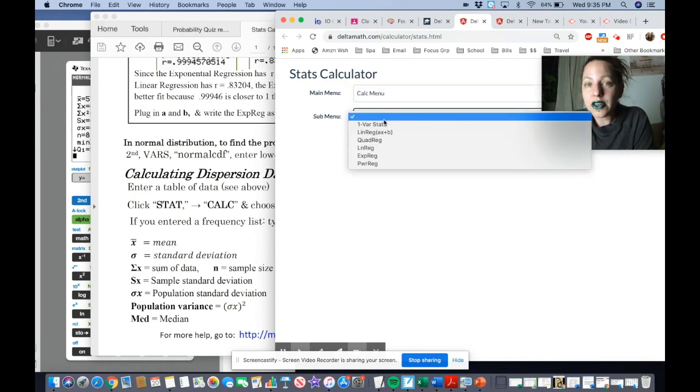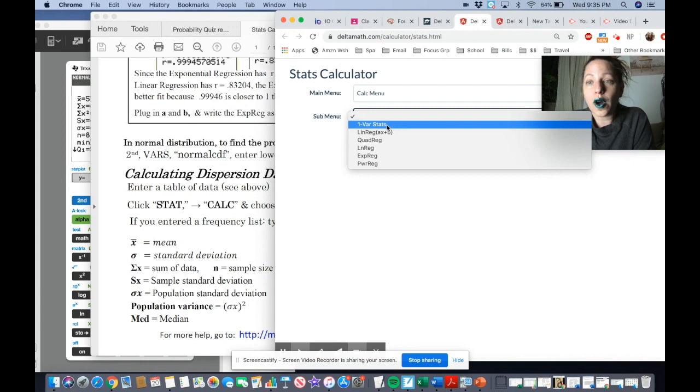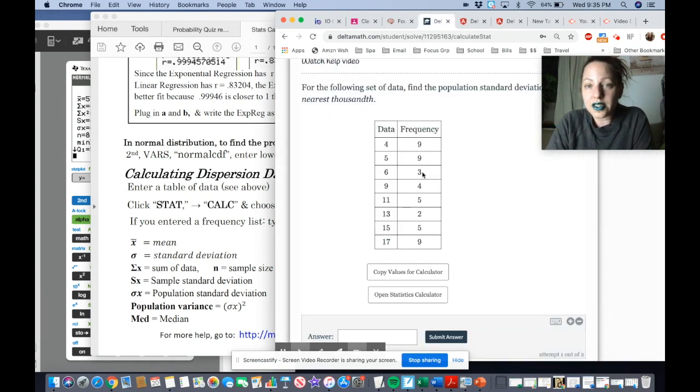In the submenu under Calc, we're going to be choosing One-Variable Statistics. The reason is that frequency means how often this happens. So it means that you would have 4 written out 9 times, 5 written out 9 times, 6 written out 3 times, etc. Instead of us writing 4, 4, 4, 4, 4, 5, 5, 5, 5, 5, this is a quicker way of doing it.